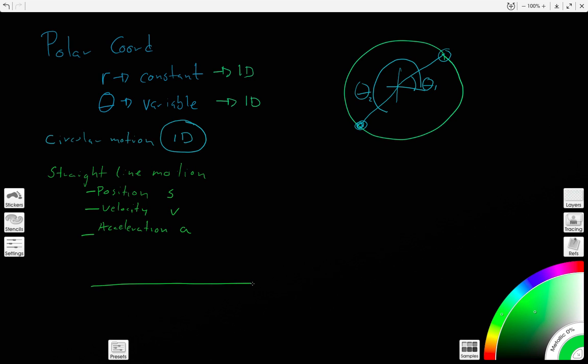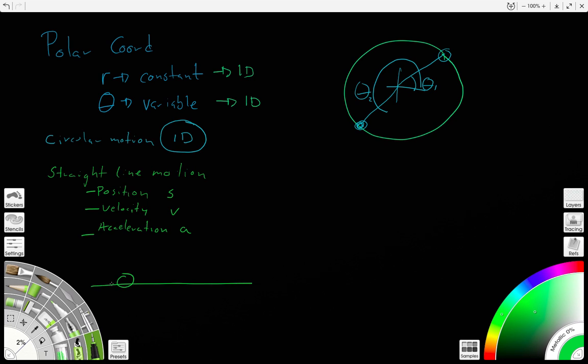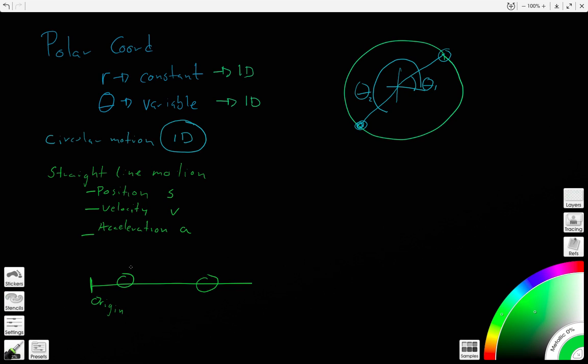So given a straight path, let's call this our origin. Given our origin, this would be x0, this would be final x. Position is given by x, right? The position of my particle along this straight line is given by my variable x.